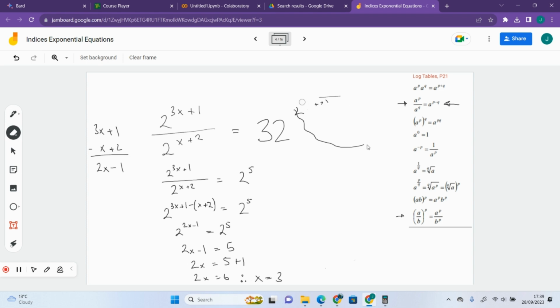So again, I used this particular law of indices here, the division one, to help me simplify it to the point that I could turn things into an equation. So that's the approach. Okay, we'll do one more.